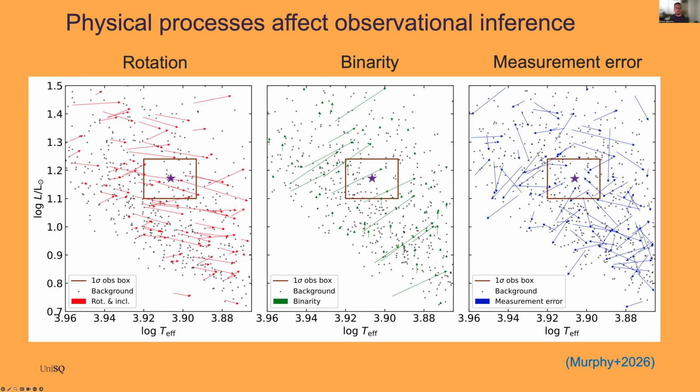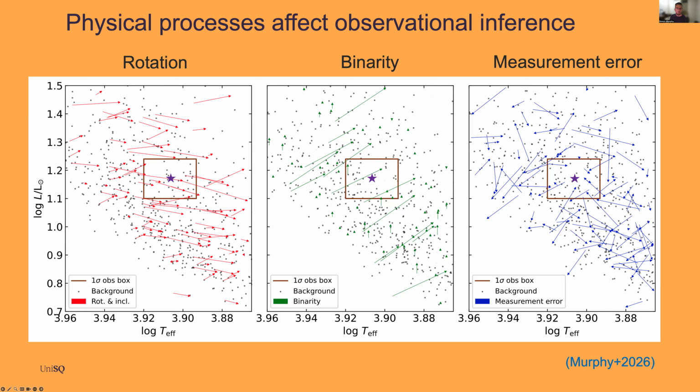And depending on whether you view that star from the equator or from the pole, it can move up a bit or down a bit, but generally they all move to the right. So that's a systematic effect. Binarity generally moves stars up, but it can also move stars to the right if the stars have a mass ratio very close to 1.